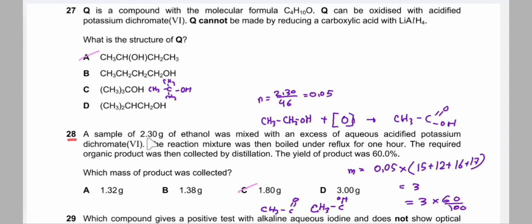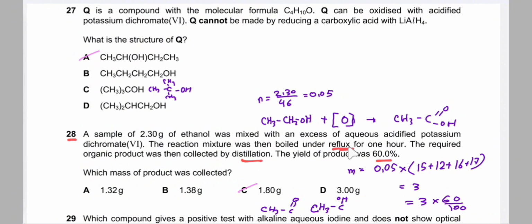Question 28. A sample of 2.30 gram of ethanol is mixed with an excess of aqueous acidified potassium dichromate. So ethanol reacts with acidified potassium dichromate. The reaction mixture was boiled under reflux for 1 hour. That means heat under reflux occurs. So carboxylic acid is formed. The required organic product was collected by distillation. The yield of the product is 60%. So the yield is 60%.